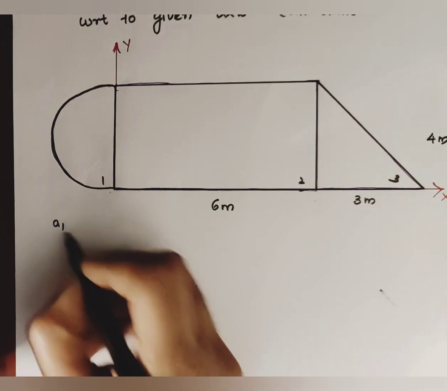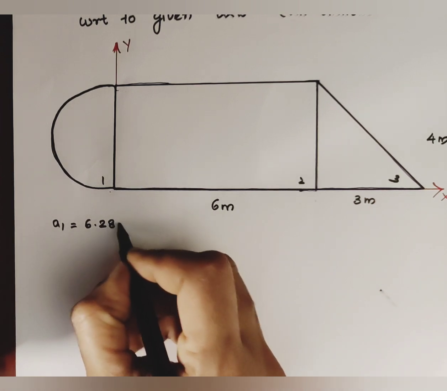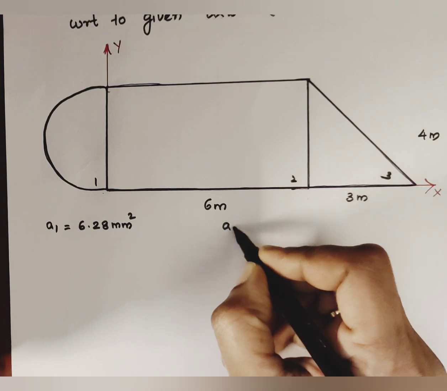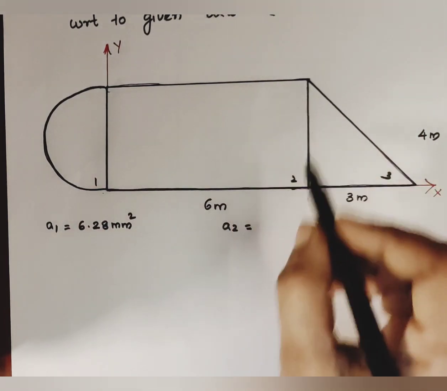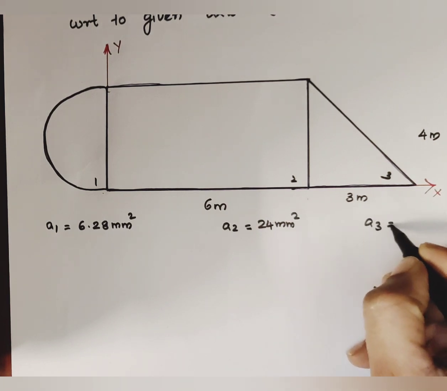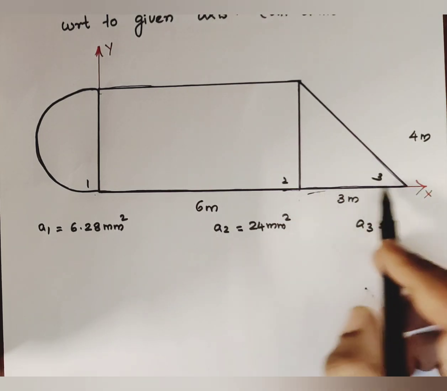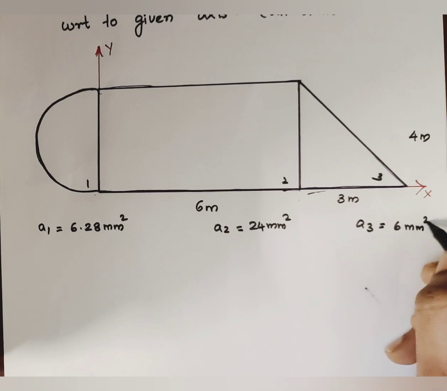So you can write, first one, area is equal to, that is from the previous question, 6.28 millimeter square, that is pi r square by 2. So pi into 2 square by 2. So a2 is equal to 6 into 4, that is this area, 6 into 4, that is 24 millimeter square. And now a3 is equal to half into base into altitude, half into 3 into 4, that is 6 millimeter square.